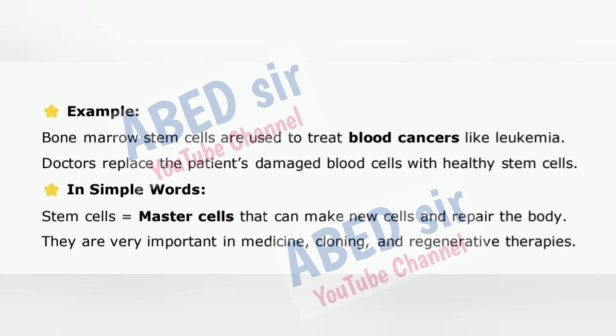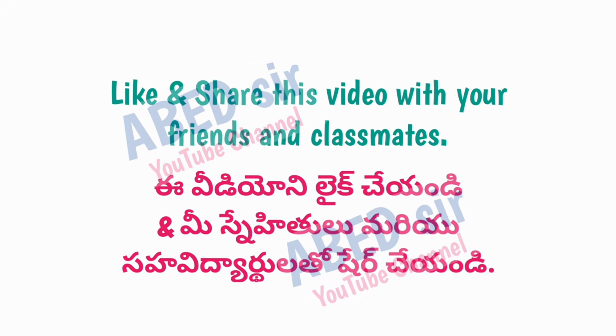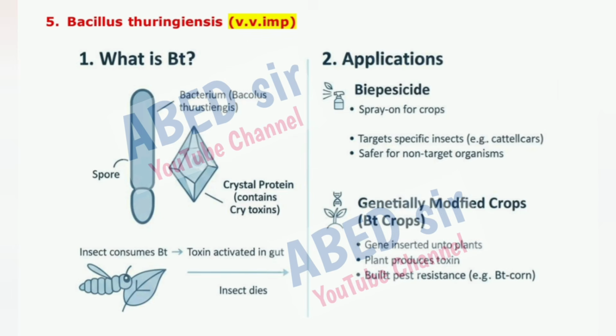Example. Bone marrow stem cells are used to treat blood cancers like leukemia. Doctors replace the patient's damaged blood cells with healthy stem cells. In simple words, stem cells equal master cells that can make new cells and repair the body. They are very important in medicine, cloning, and regenerative therapies. Next important short question is 5.